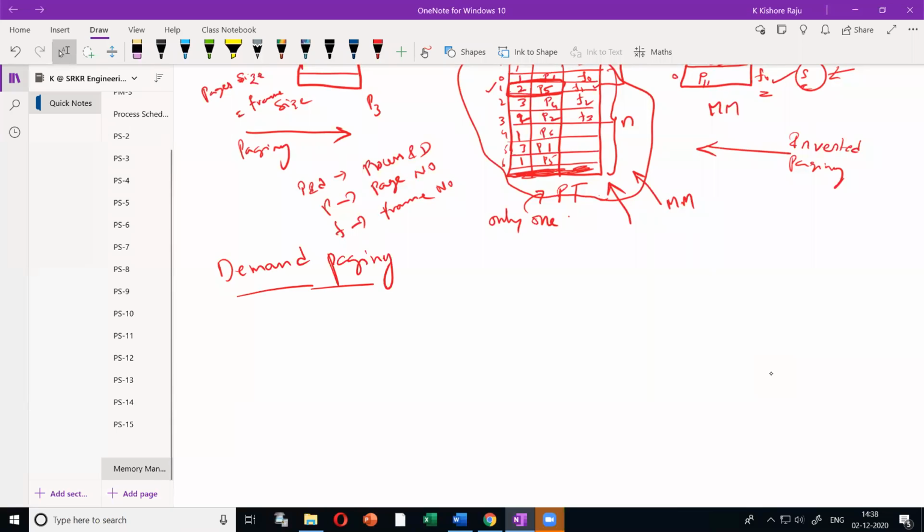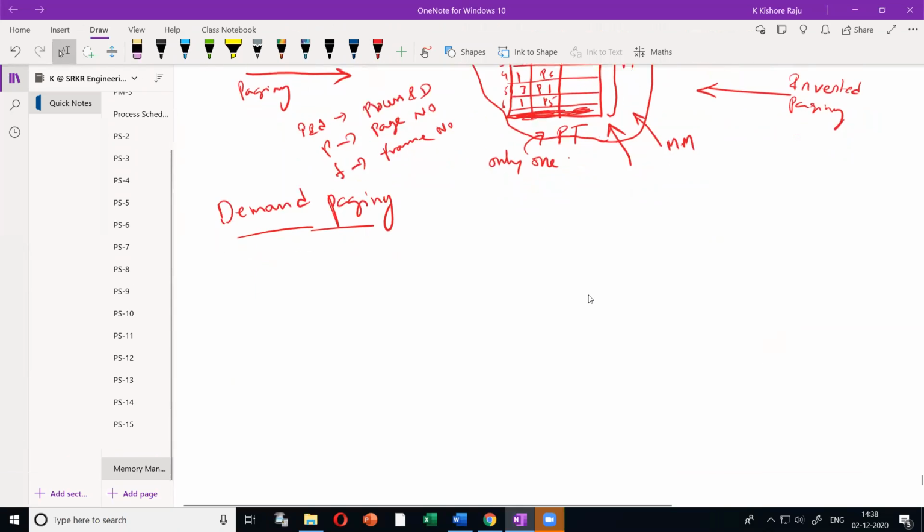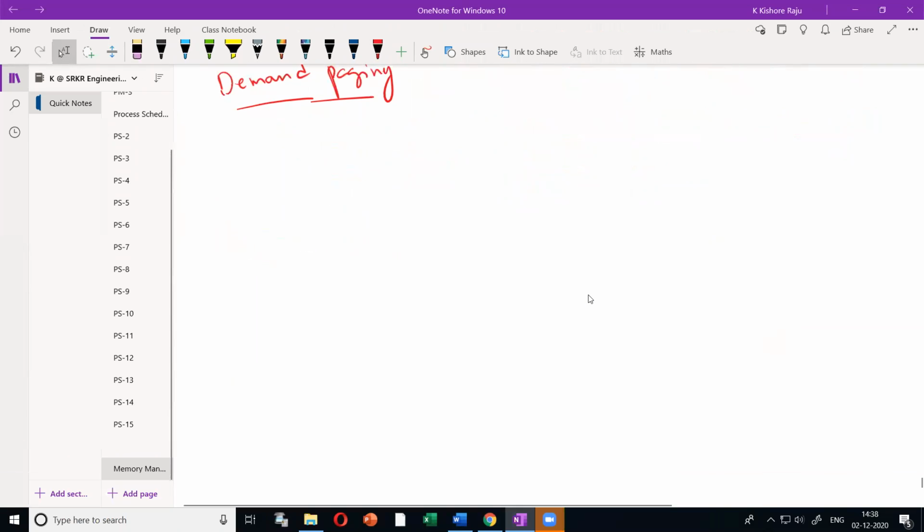Actually, this is paging, but till now we discussed what paging is. So now, how will paging be implemented actually by the operating system? How will paging be implemented by the operating system? Now I'll try to clarify.